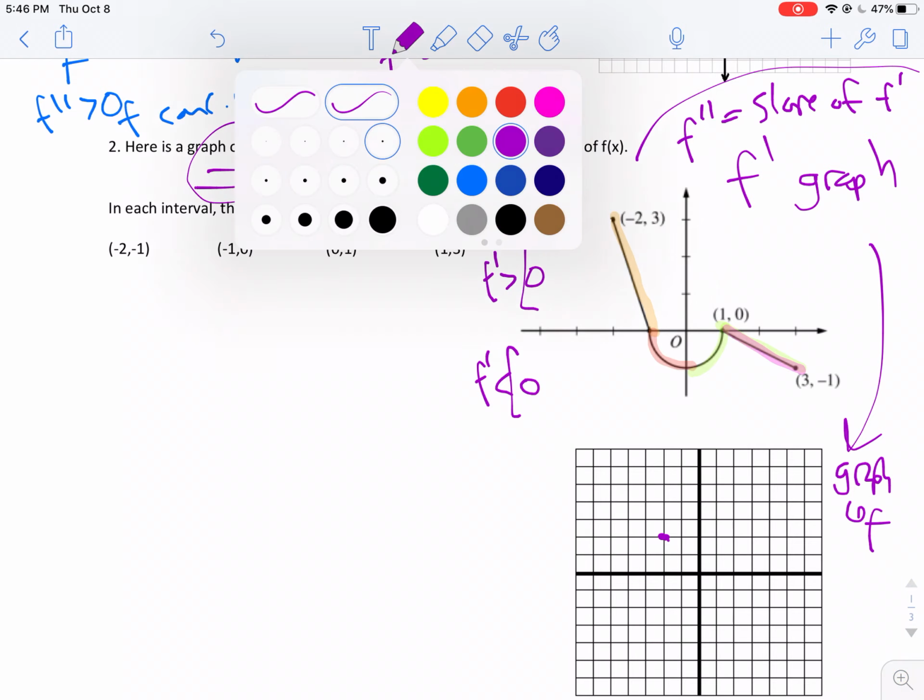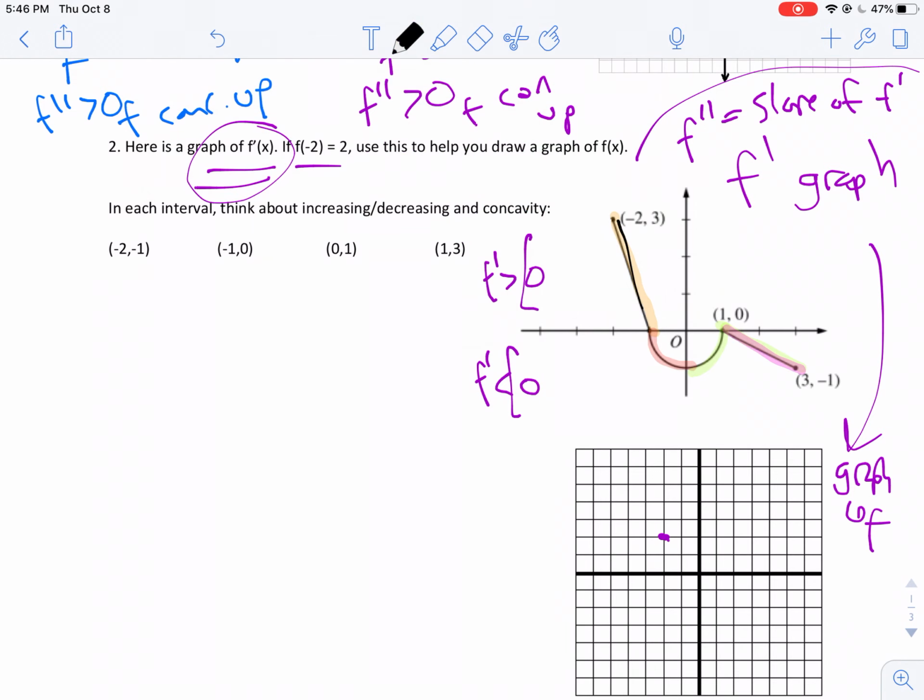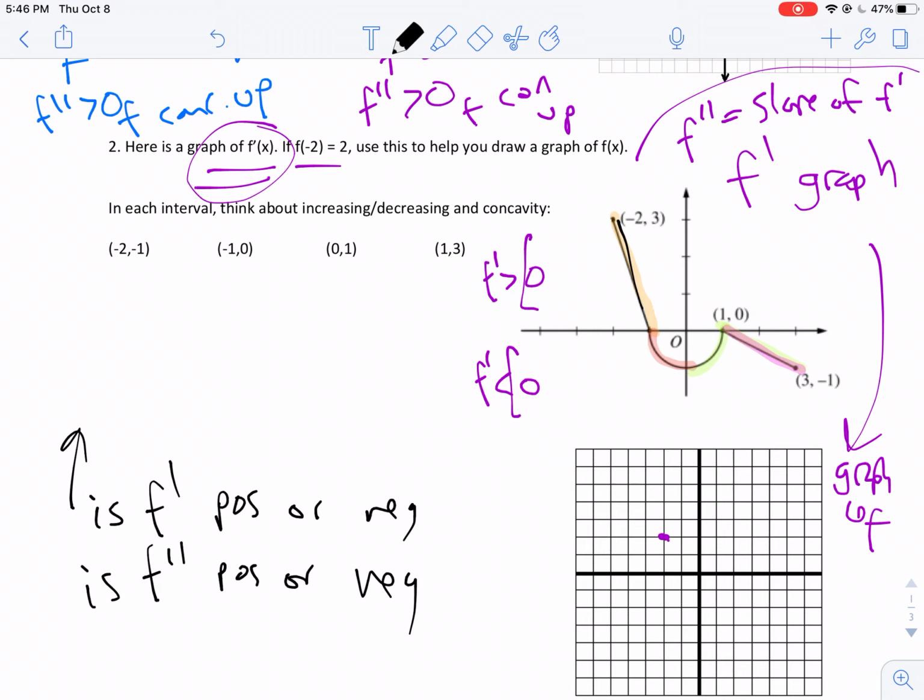So again, we have negative 2 to negative 1. We have negative 1 to 0. We have 0 to 1. And then we have this line segment there. So I see 4 different sections where things are happening, and those are my 4 intervals. Now, within each one, you want to ask yourself, is f prime positive or negative? And is f double prime positive or negative? And we're going to use that to draw a graph.